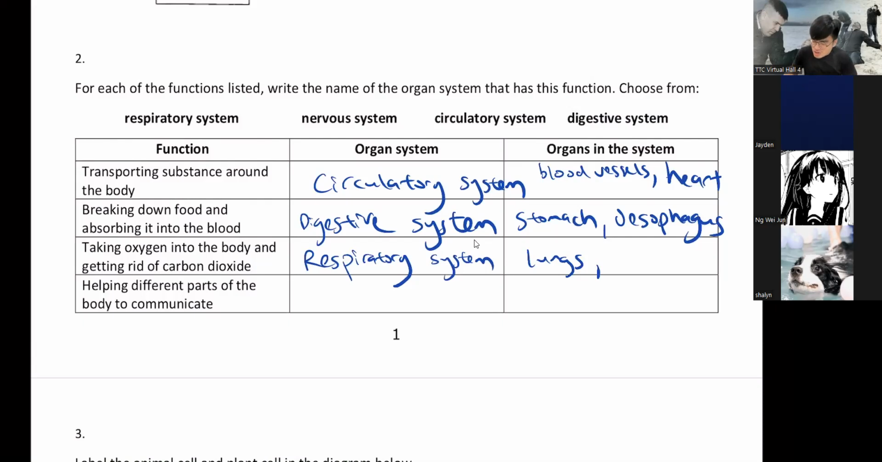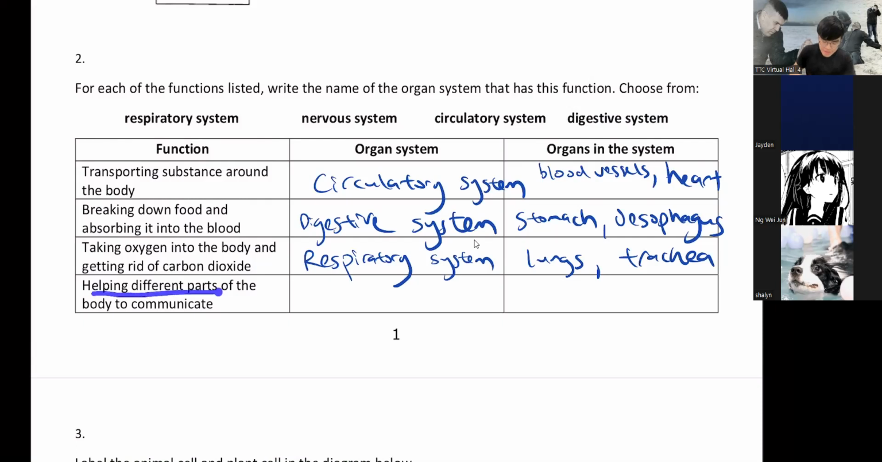Okay, let's just say trachea. What is the trachea? Trachea is this pipe here. Don't confuse them. There are two pipes here. One is for food, one is for breathing. The food one is called esophagus. The breathing one is called trachea.